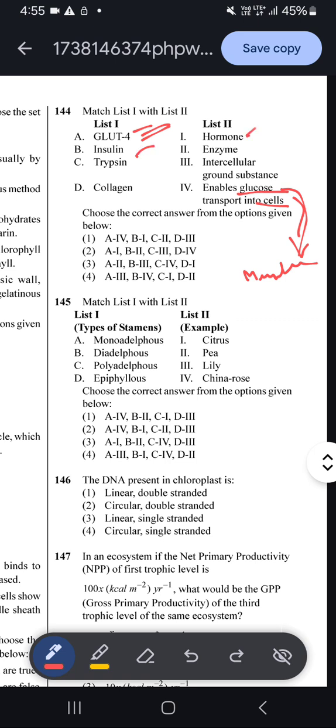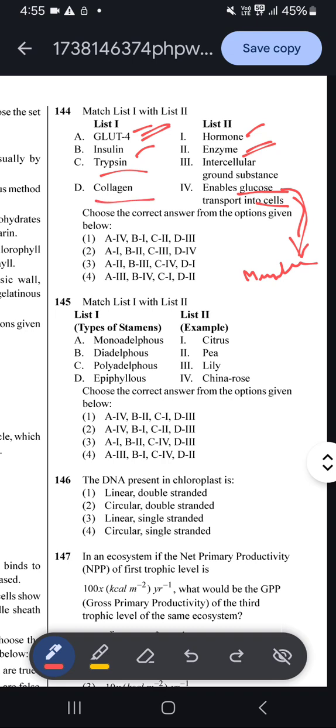Insulin. What is insulin? It is a hormone, a blood sugar level controlling hormone. Trypsin. What is trypsin? Trypsin is a digestive enzyme. The inactive form of trypsin is trypsinogen. It degrades large molecules into small molecules during digestion. So this is an enzyme.